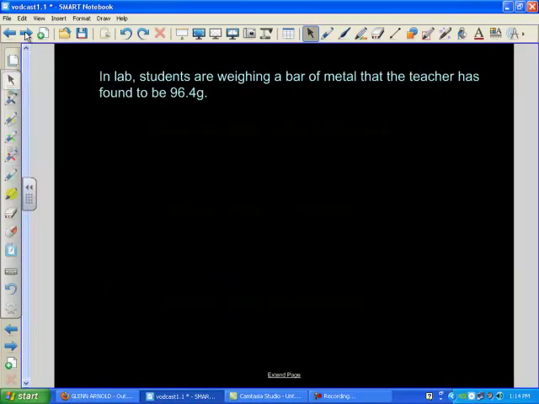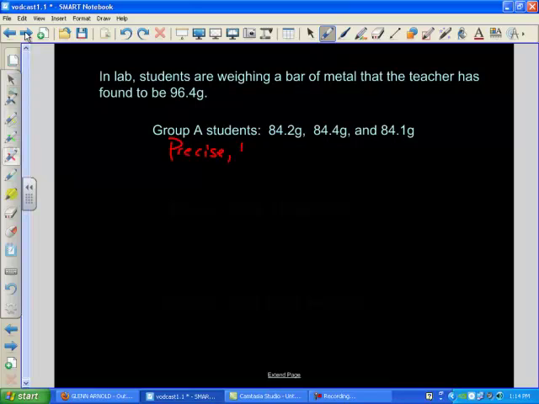The typical way you might see this on a test, particularly on the EOC, is in lab examples. So we're going to say in the lab, students are trying to weigh a bar of metal. The teacher knows that it's 96.4, so the group A students, they do measurements 84.2 grams, 84.4 grams, and 84.1 grams. So in this particular case, the students in group A are precise, but they're not very accurate. They're well over about 12 grams off of what it should have been, and when we're talking about a small weight like that, 12 grams is a lot. So they're precise, their measurements are close to each other, but they're not very accurate.